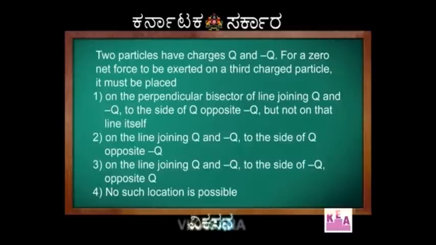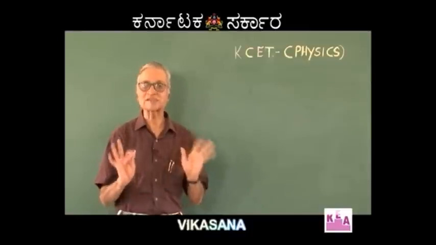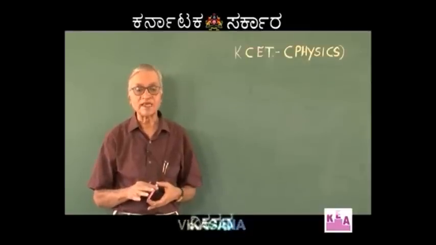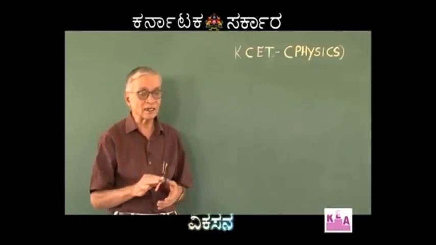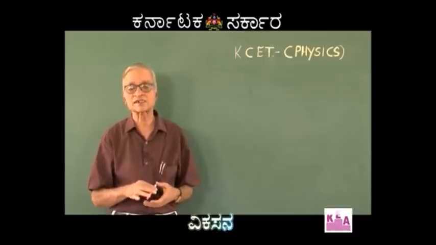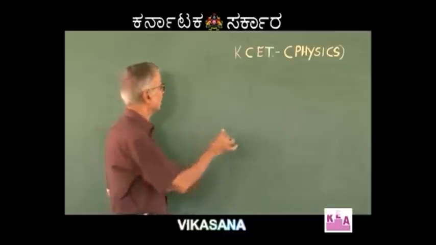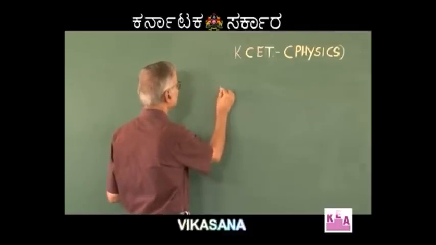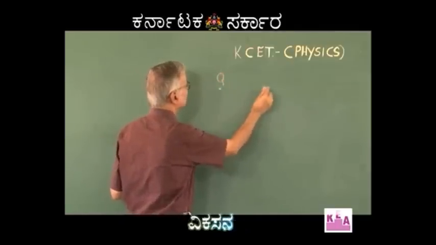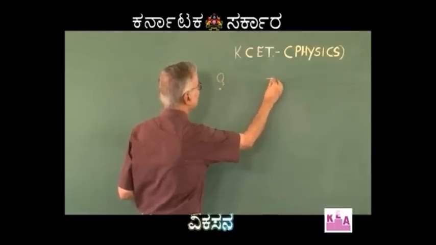Look here, the concept is very simple, but there is every possibility that you may misunderstand the concept and end up with a wrong answer. The question is, there is a charge Q here and there is another charge minus Q.